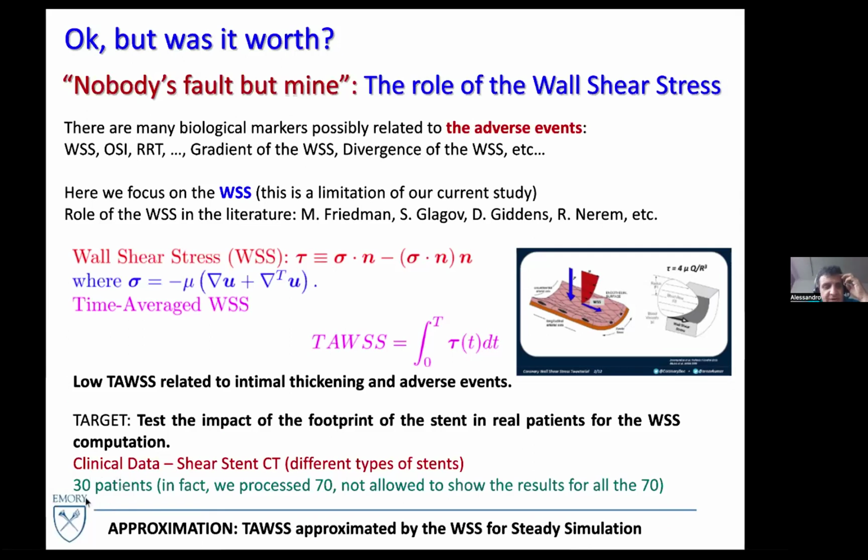Of course this number may be small or large depending on the community. For a mathematician, this number is large. For a clinician, it's small. For a biomedical engineer, it may be significant, say. In fact, we processed 70, but I'm not allowed to show you the results over the 70 for some clinical reason related to the companies supporting the trial. But we are allowed to show 30 patients.